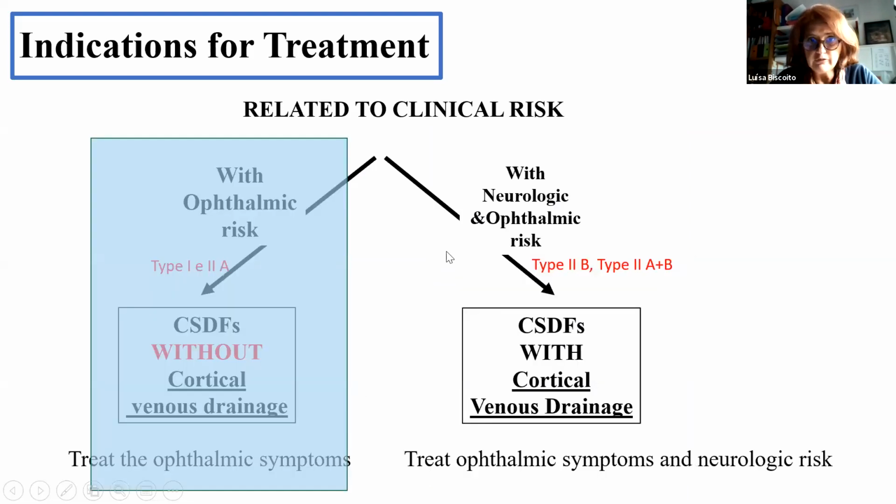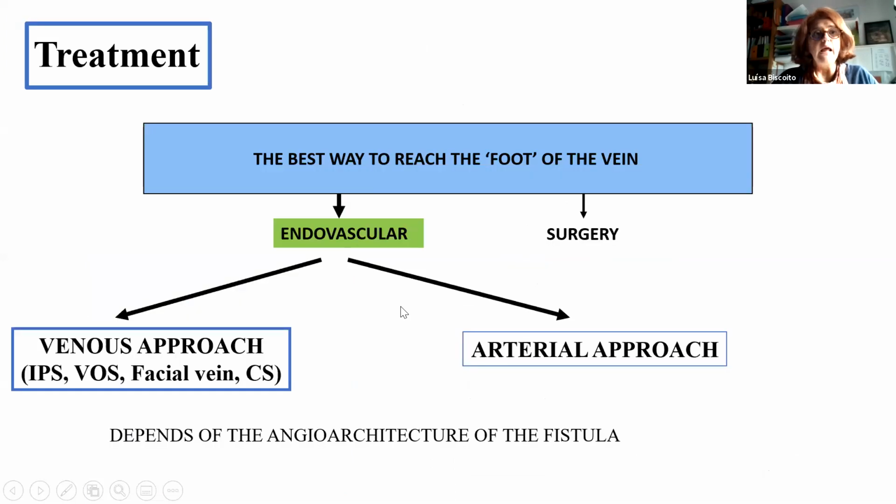When we have a fistula that drains also to cortical venous drainage, apart from the drainage to the ophthalmic vein, we want to treat because of ophthalmic symptoms and to decrease or cut off the neurological risk. And the best way is to reach the foot of the vein. So how are you going to reach this?